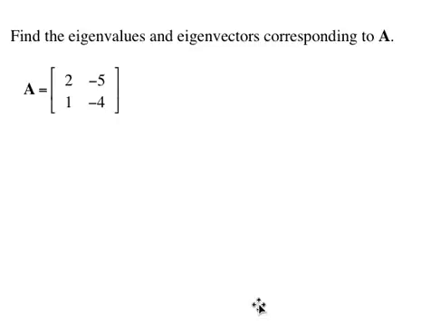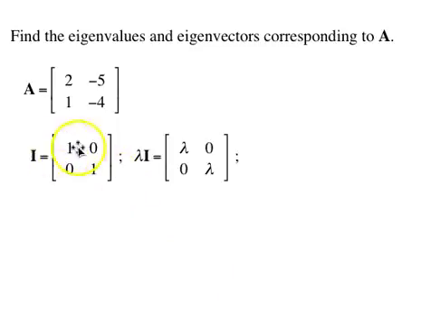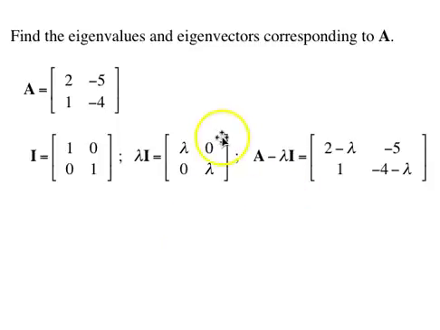Next, we want to find the eigenvalues and eigenvectors corresponding to this matrix A. To do that, we need to take the determinant of A minus lambda I is 0. Let's remind ourselves the identity matrix I is 1, 0, 0, 1. So lambda times I: lambda times 1 is lambda, lambda times 0 is 0, lambda times 0 is 0, lambda times 1 is lambda. So A minus lambda I: 2 minus lambda, -5 minus 0, 1 minus 0, and -4 minus lambda. So here's A minus lambda I. To get the eigenvalues, you've got to take the determinant of A minus lambda I is 0.